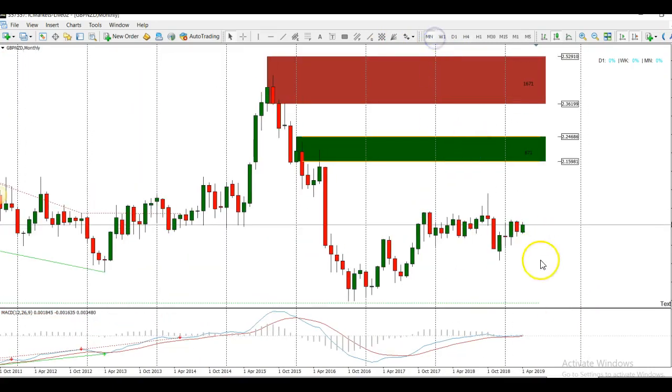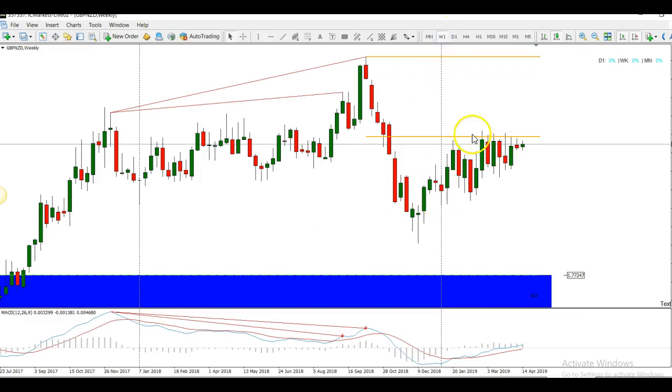British pound Kiwi, again this is just ranging, come back up towards this monthly area here. Nothing in the monthly this week, so nothing happening on it.